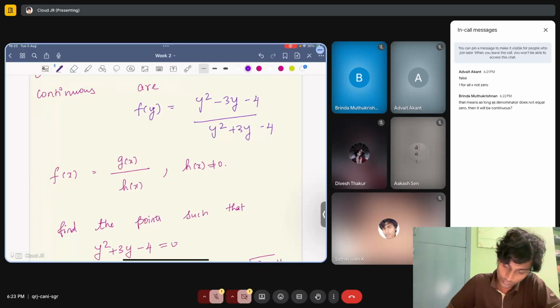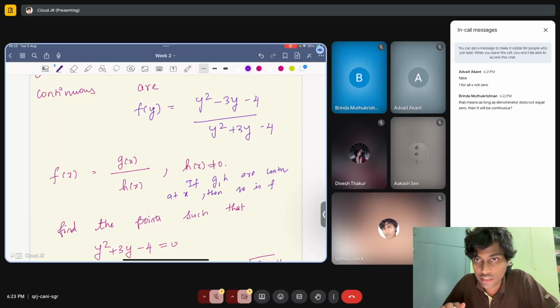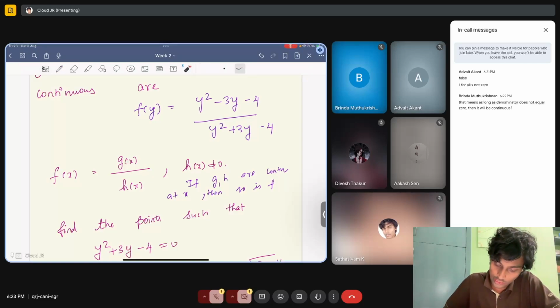So, if g and h are continuous at x, then so is f. Yeah, so you are right. As long as the denominator does not equal 0, and you also need the two functions to be continuous. If you take a quotient of continuous functions, it is continuous as long as the denominator is not equal to 0, because at those points you cannot define the quotient. So wherever you can define the quotient, it is continuous, provided both of these are continuous.